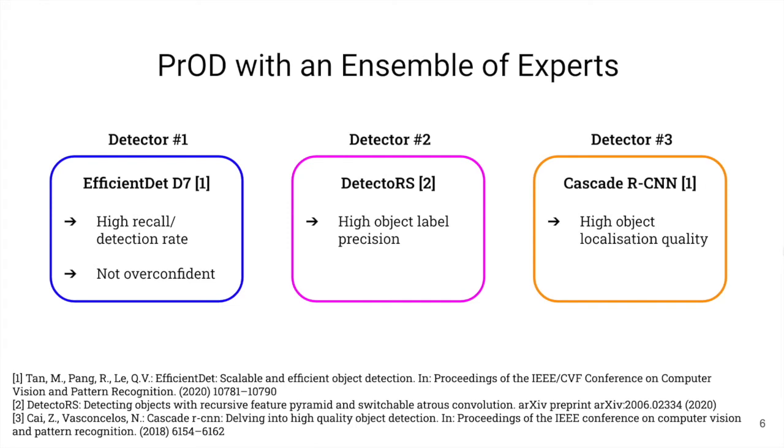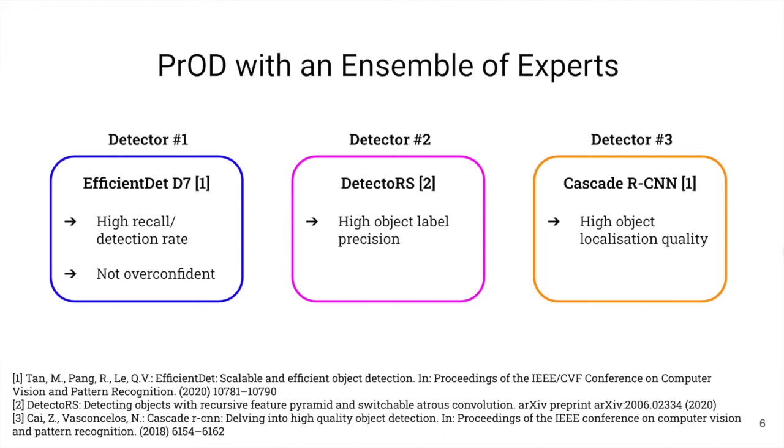This is the approach we used for our submission to the Probabilistic Object Detection challenge, where we assembled an ensemble of experts. Our ensemble consisted of a number of high-performing object detectors trained on COCO, including EfficientDet D7, Detector RS, and Cascade RCNN. As you can see, each object detector had its own individual strengths, and we hope to leverage these to create an even better performing ensemble of experts.